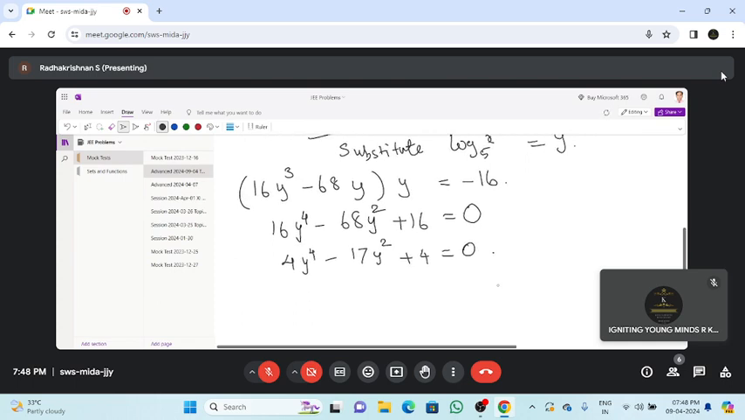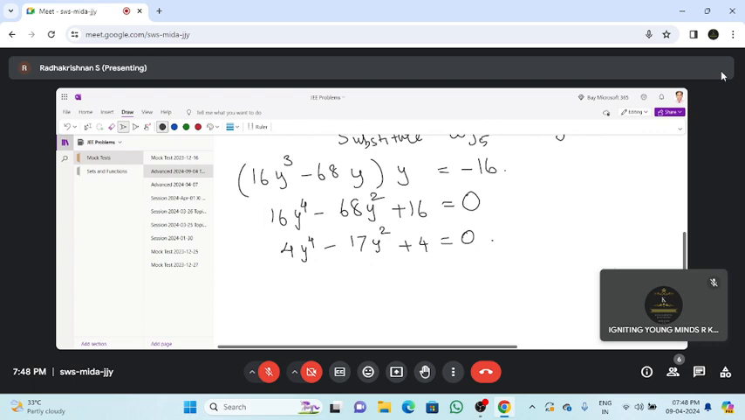Correct? Now this is quadratic. This is (y square) whole square, and this is just y square plus 4. If you treat y square equal to some z, it will be a quadratic equation, right? So how do you solve a quadratic equation? Solve it and let's see. The quadratic equation has now come.